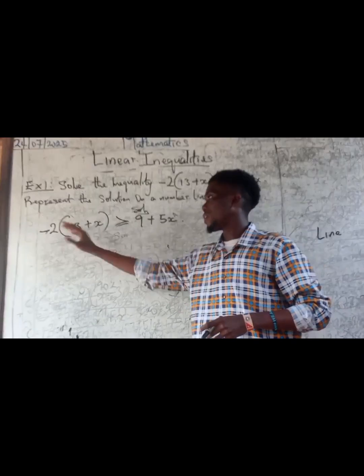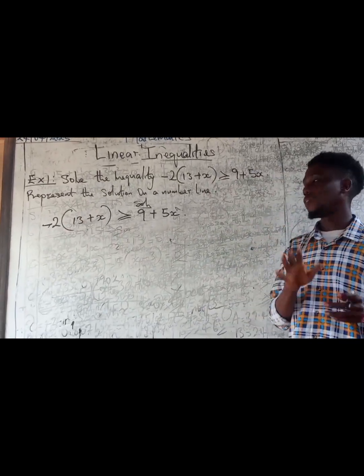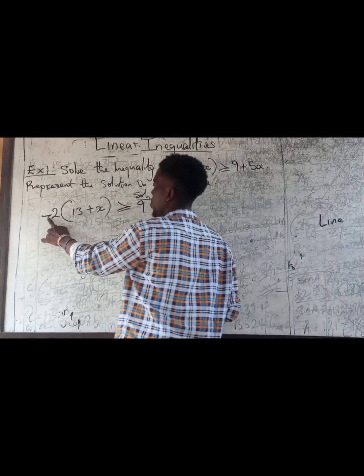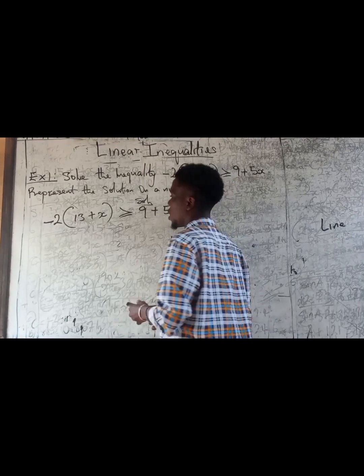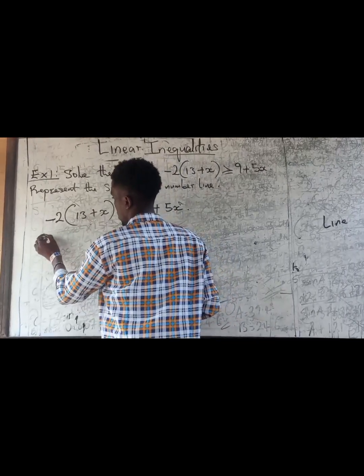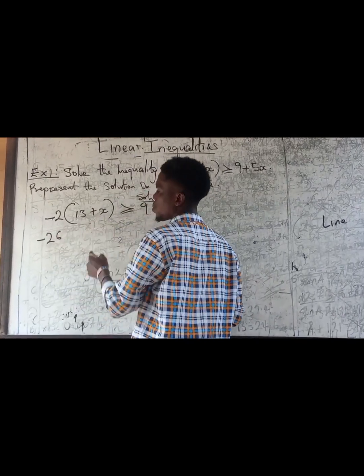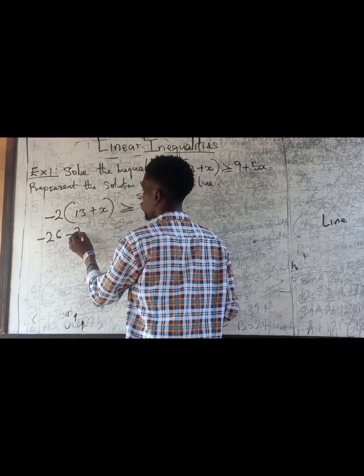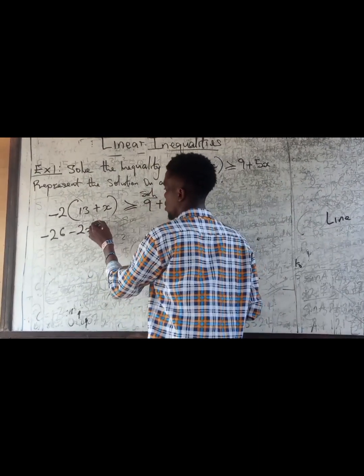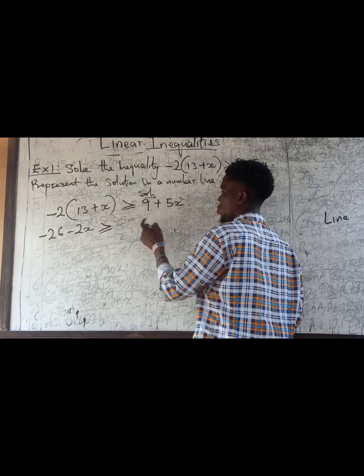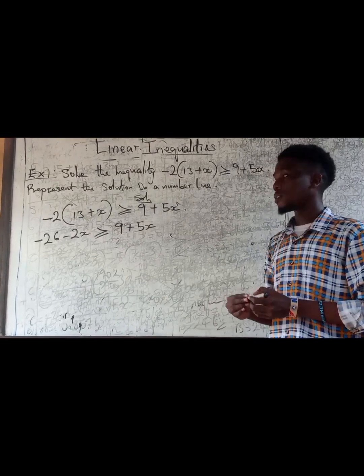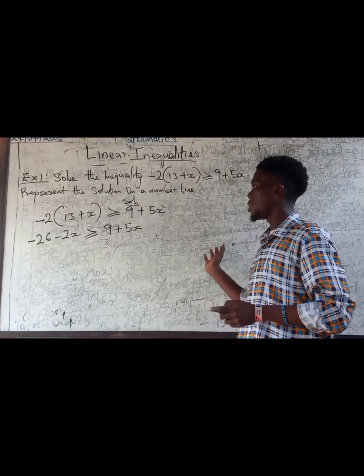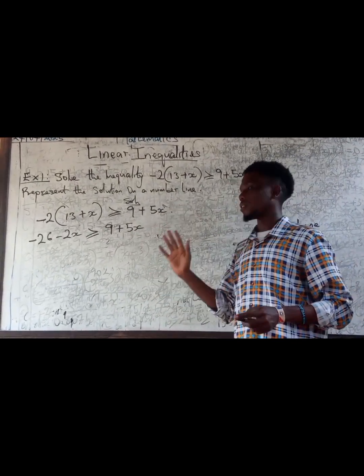So the first step we're going to do here is to simplify this, and the first thing we'll do is open up this bracket. So minus 2 multiplies everything you have in here. Minus 2 times 13, that's minus 26. Minus 2 times plus x, that's minus 2x. And then you have your inequality sign greater than or equal to 9 plus 5x. So the next thing you're going to do here is to collect like terms.